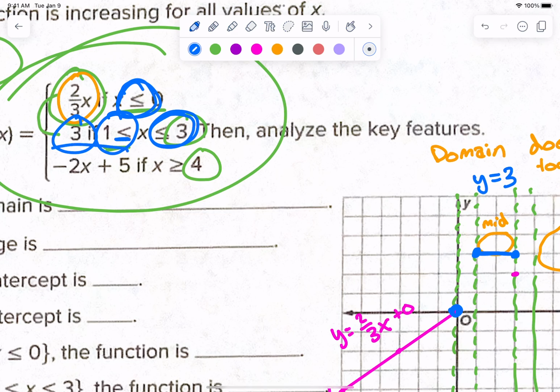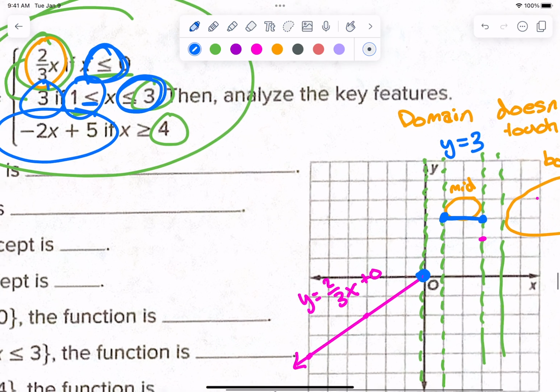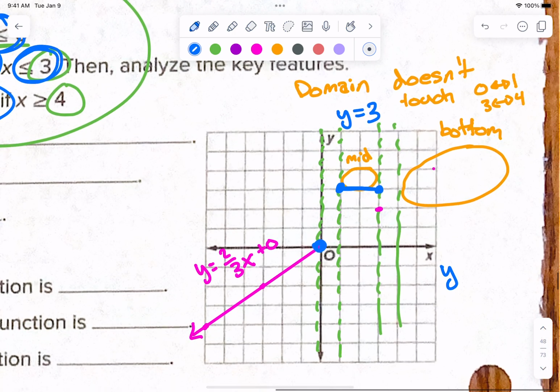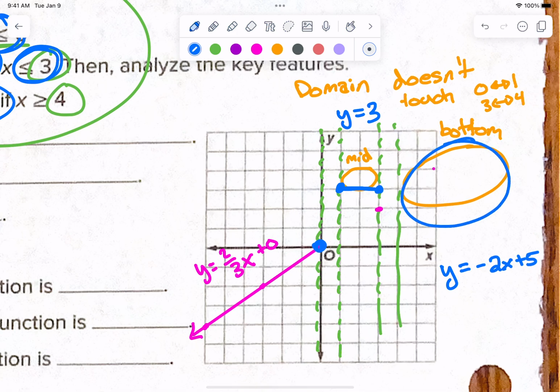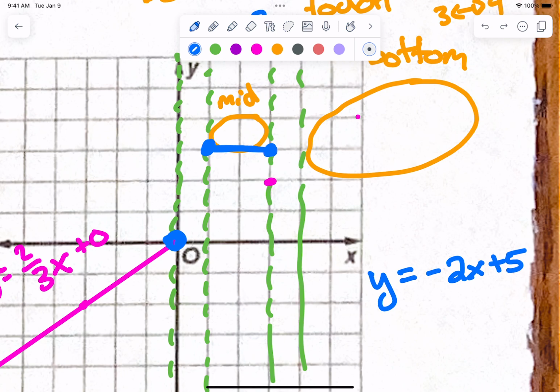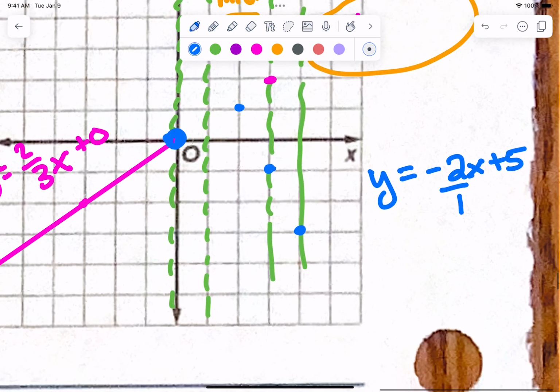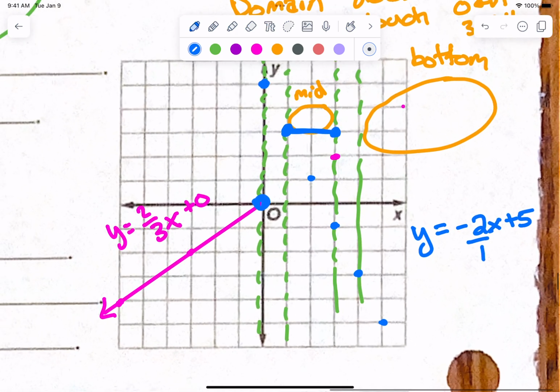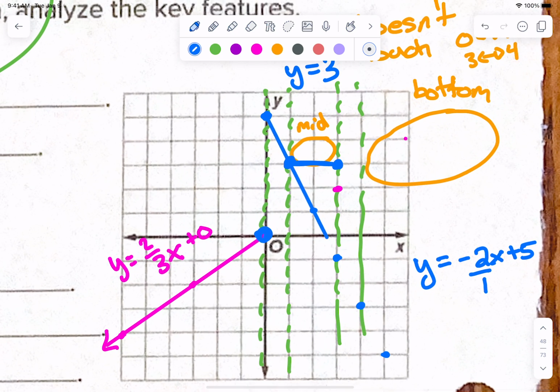Now the last one on the bottom is y equals negative 2x plus 5. That's what we're graphing on this side over here. So where do you start that at? 2, 4, 5. I'm going to start right there at 5. And then from there, I'm going to go down 2 over 1. Down 2 over 1, down 2 over 1, and so on. This is what that line looks like.